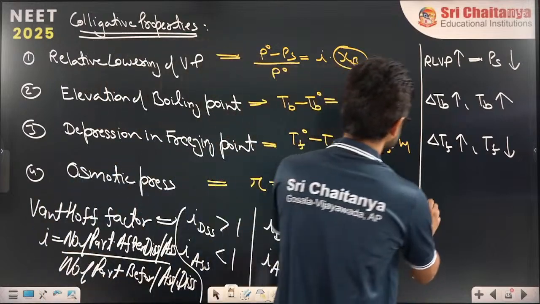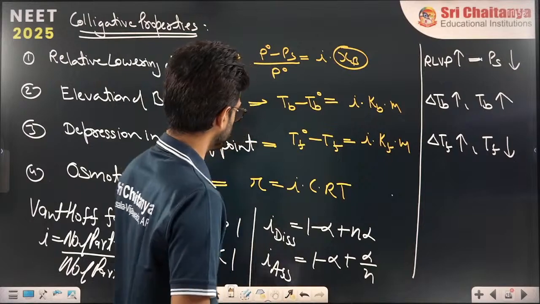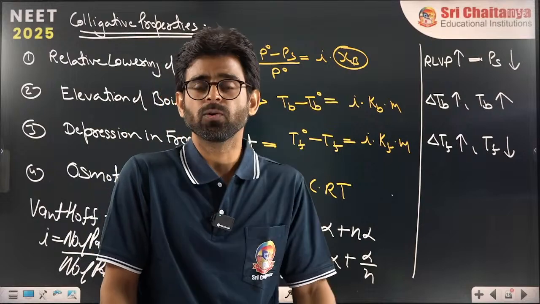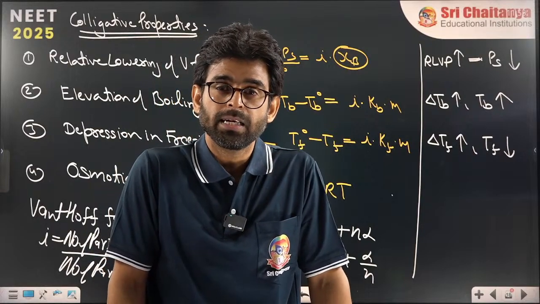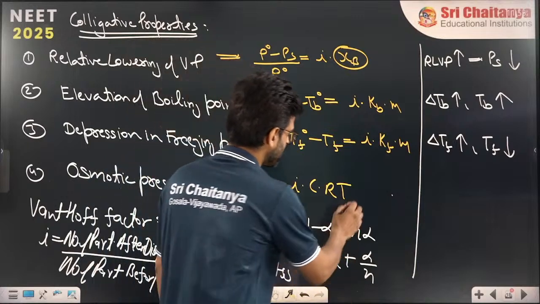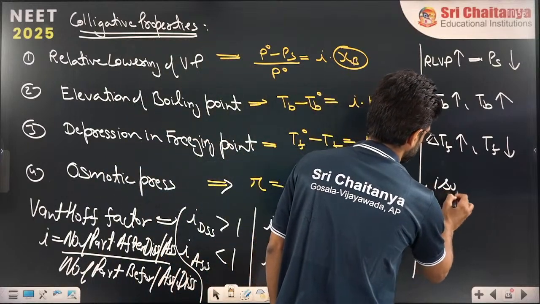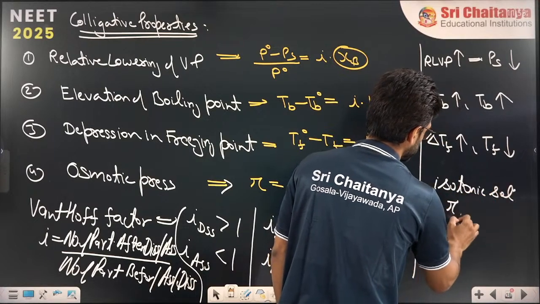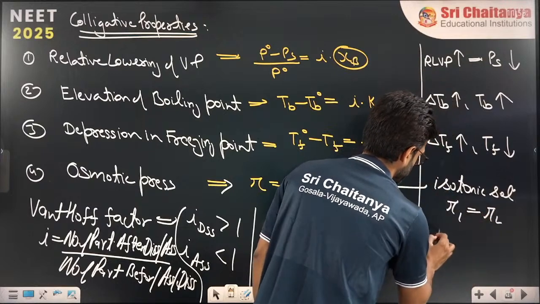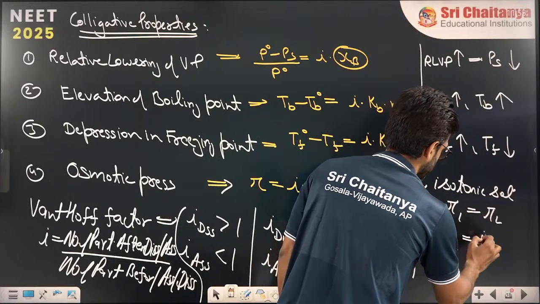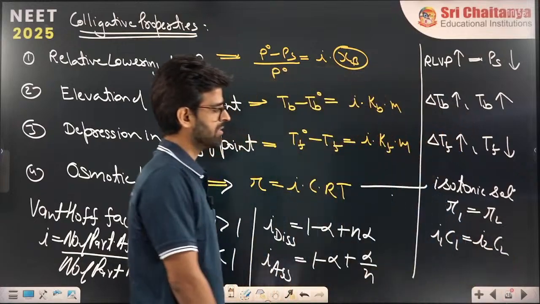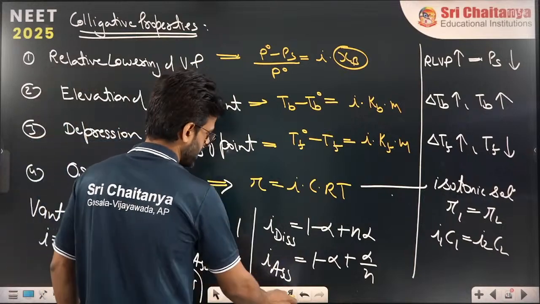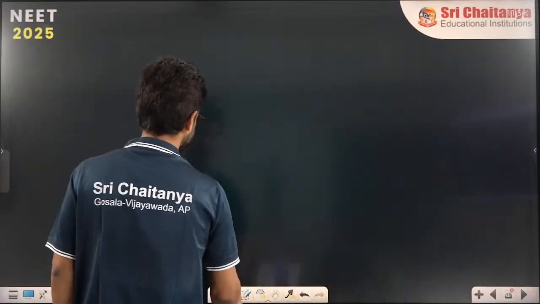Right? And the next thing, osmotic pressure. No such question can come from here. In osmotic pressure, what is the important point? If I repeat one more here, isotonic solution. What is isotonic solutions? Those which have the same osmotic pressure. I can say pi 1 equals to what? Pi 2. Or I can say i1 C1 equals to i2 C2. Right? Clear? Done?